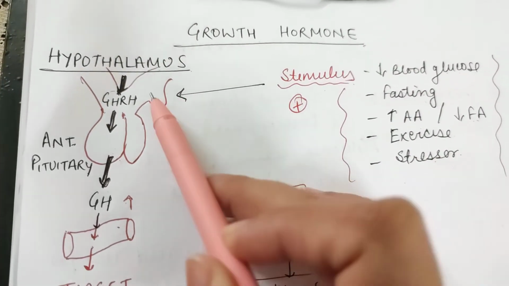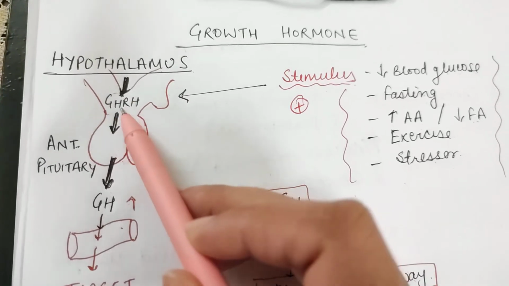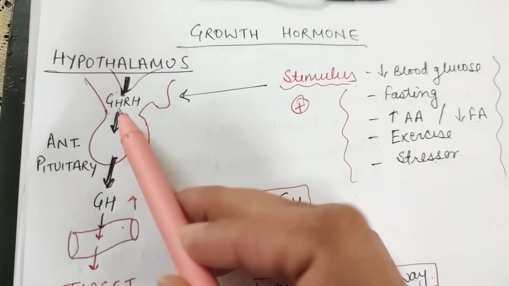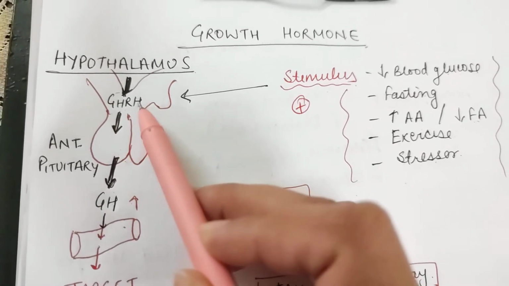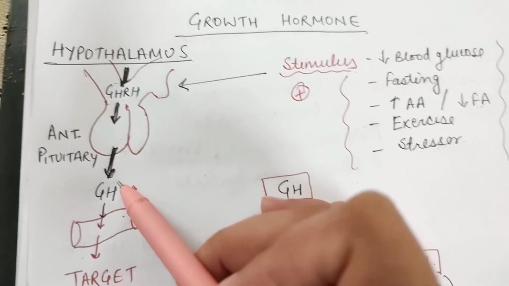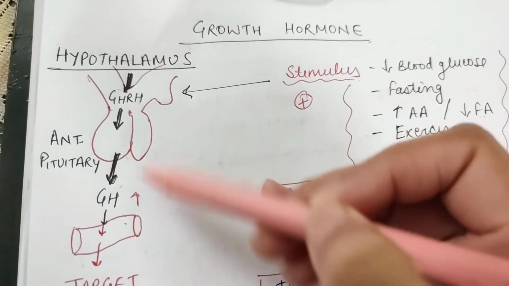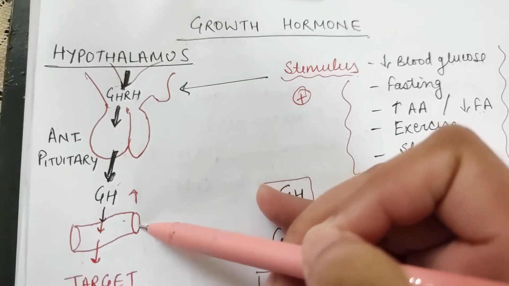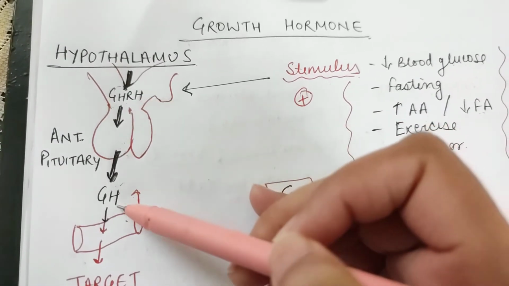Whenever we are in a fasting condition or there is a decrease in blood glucose concentration, it stimulates what? It stimulates the hypothalamus. The hypothalamus releases GHRH, which is growth hormone releasing hormone. Growth hormone releasing hormone stimulates the anterior pituitary to secrete growth hormone. So this is just an idea. So if you get a regulation of growth hormone question, what you have to write is, you have to just explain the same axis.